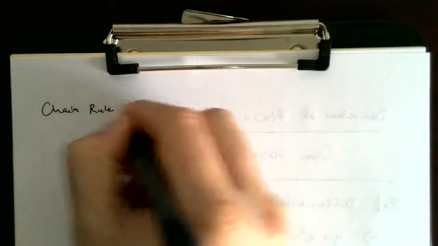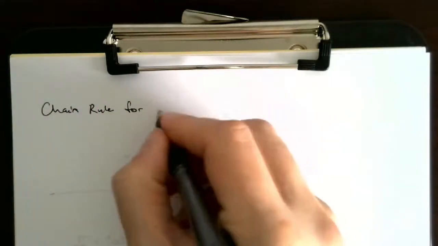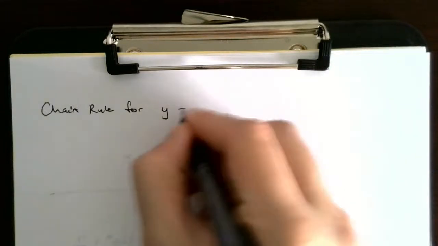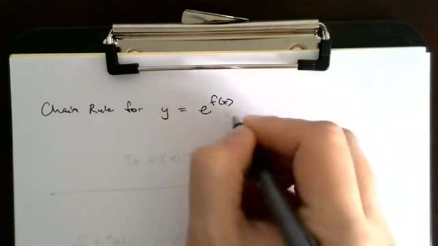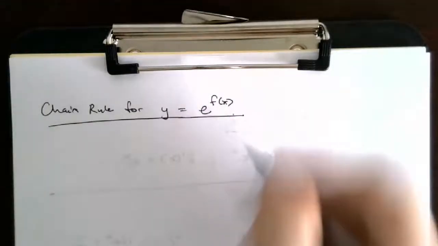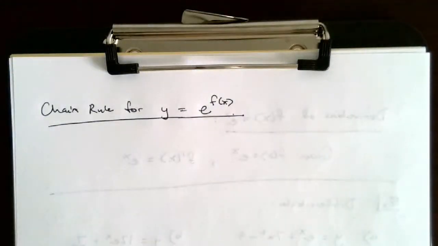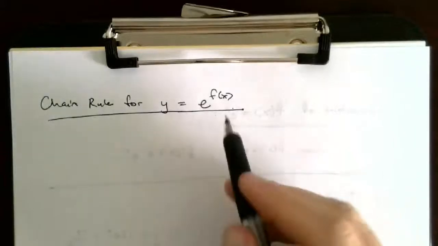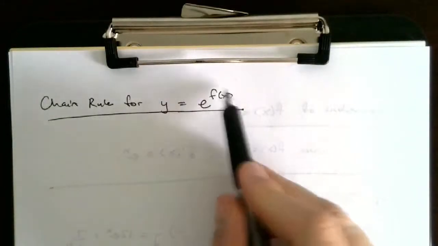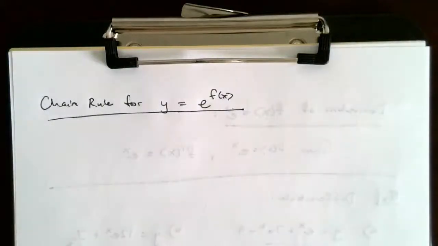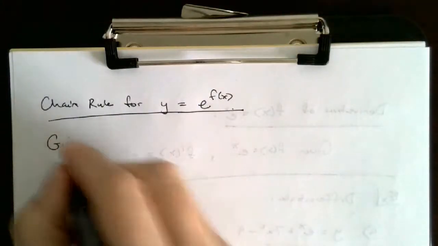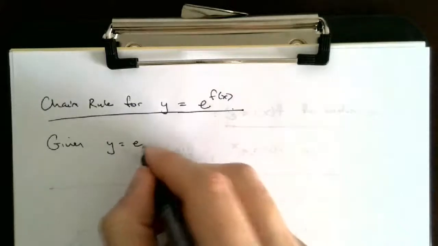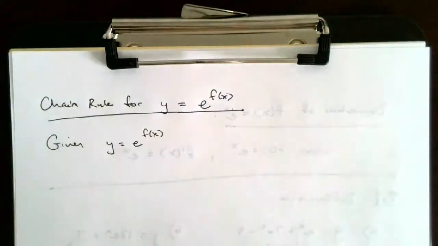So this is the chain rule for y equals e to the f of x power is how I'll write it. Chain rule had to do with a function inside of a function, a composition of functions. When I have y equals e to the f of x, like I wrote here, we have a function f of x which is inside of the e function. It's replacing where the x was. So given y equals e to the f of x power, the power is a function.